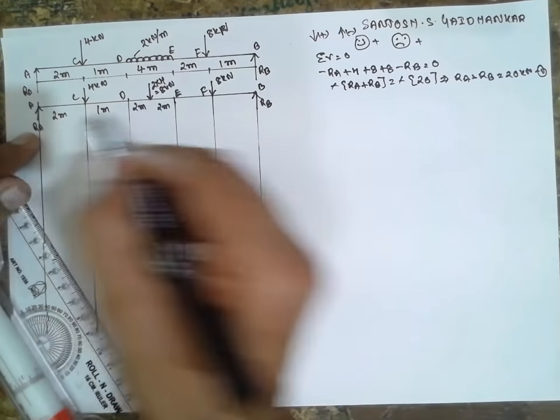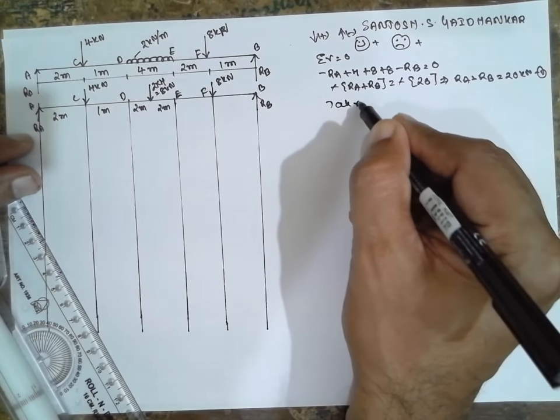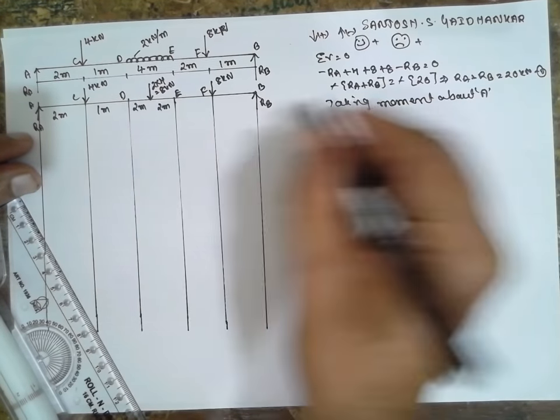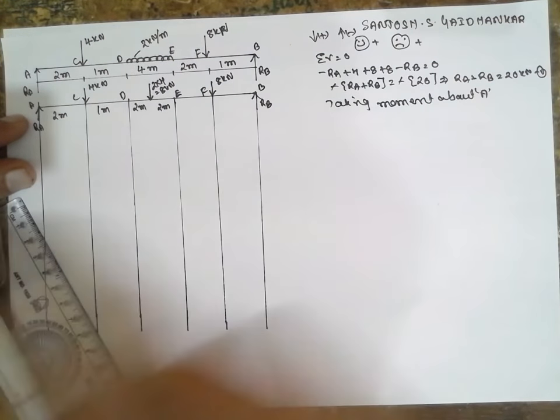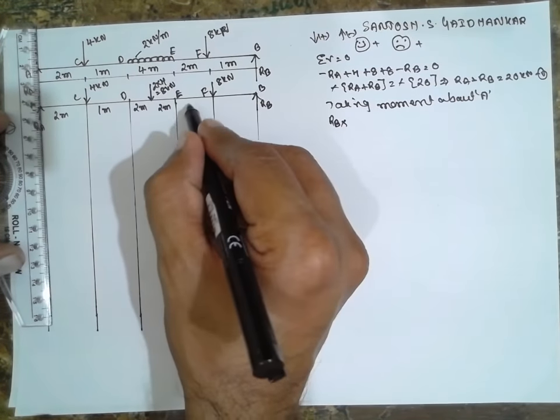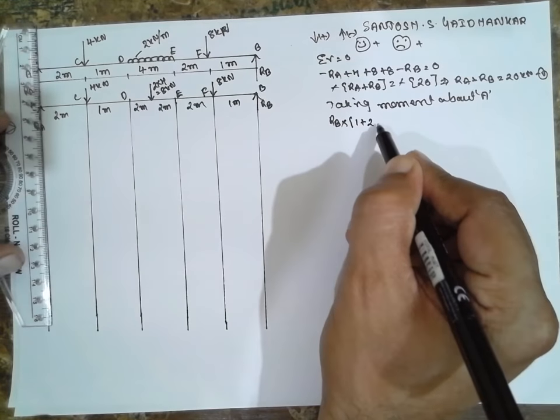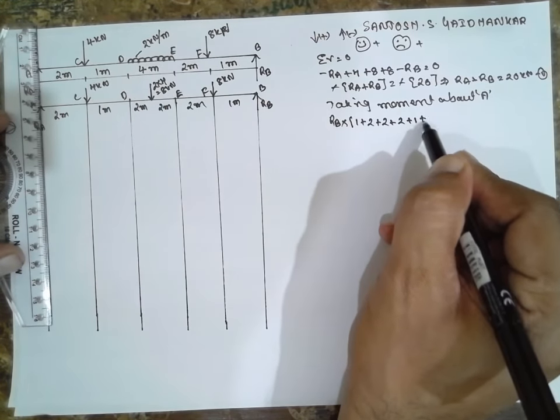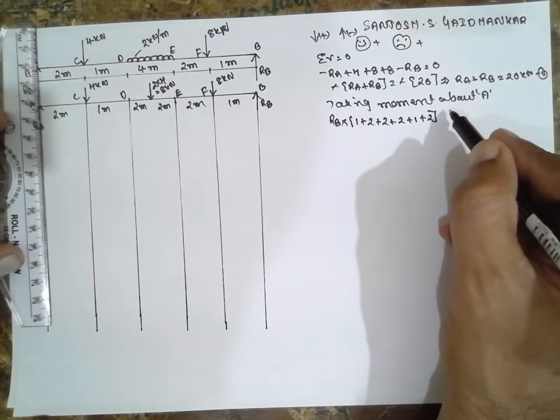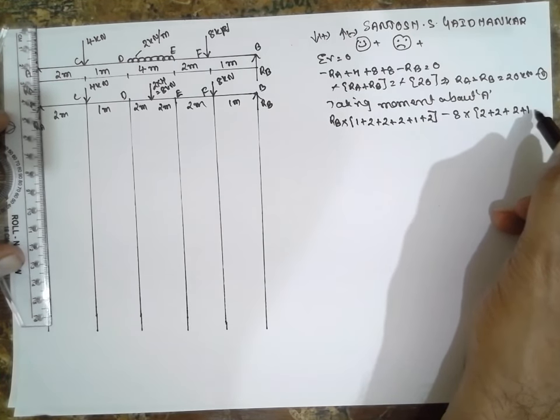Now to find the reaction values, I will take the moment about A equal to 0. Anticlockwise is taken as positive. Now RB into the total distance, which is 1 plus 2 plus 2 plus 2 plus 1, that is 10 meters. Next, minus 8 downward, minus 8 into the distance, 2 plus 2 plus 2 plus 1 plus 2.